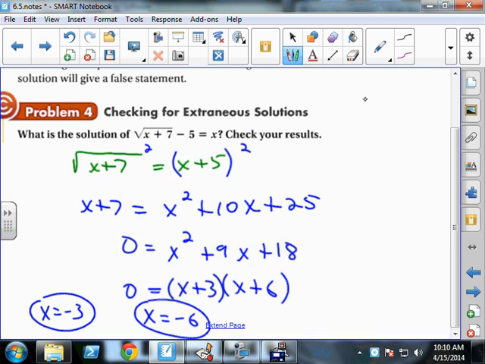Negative 3 plus 7 is 4. 4's square root is 2. 2 minus 5 is negative 3, and negative 3 is negative 3. Hey, the negative 3 checks out. Negative 6 plus 7 is 1, and 1's square root is 1, and 1 minus 5 is negative 4, but negative 4 is not negative 6. So the negative 6 doesn't check out. But it worked. We did everything right.